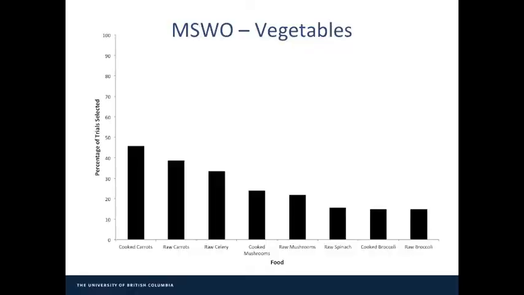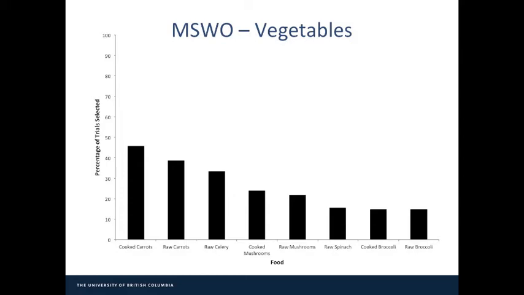So this is the assessment for vegetables, and you can see along the y-axis we have percentage of trials selected, along the x-axis we have the different types of foods. And something to note is that in a typical MSWO where you're assessing preferred items, we would expect to see some of the items at least being up here, and most of these items are in the lower half, which is not surprising because these are all relatively non-preferred things.